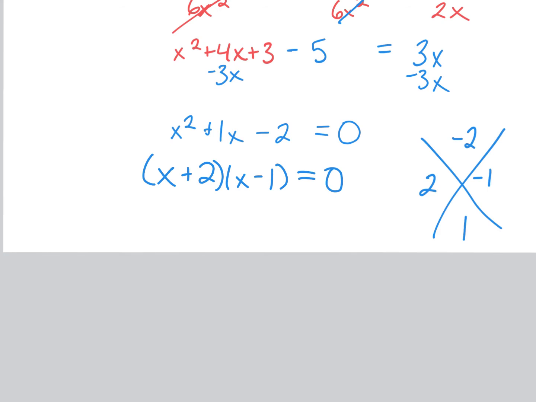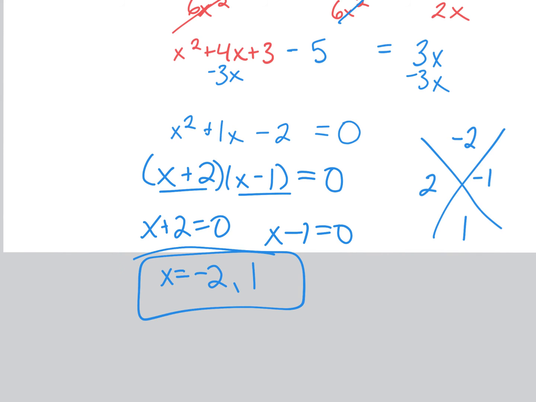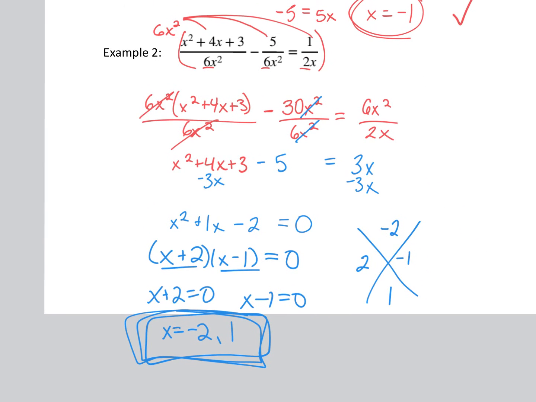equals 0, and I'm almost done, okay? These aren't technically my answers though. They're both set equal to 0, so I need to break them apart. X plus 2 is 0, x minus 1 is 0, so x is going to be negative 2 and 1. Those are my two answers. And last but not least, I go plug those into those denominators. Well, those are all monomial terms, and none of them are going to be 0 if I plug in a negative 2 or a 1. So this one is also good.